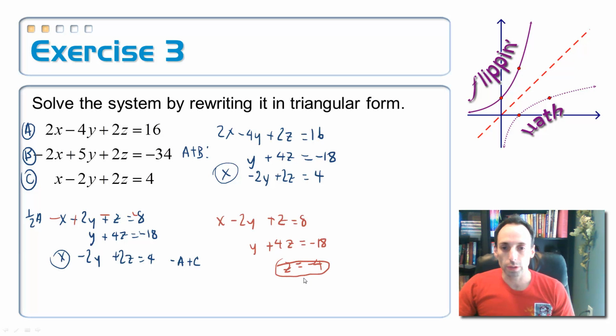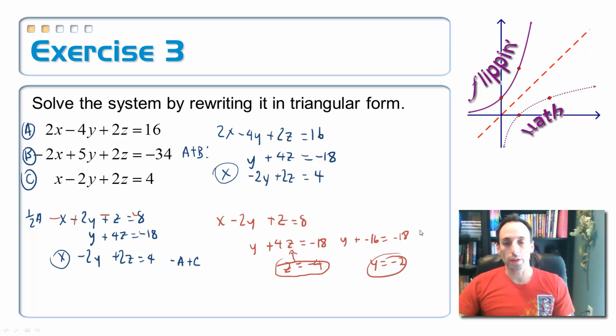It is negative 4. In order to find my y coordinate, just plug that into the second equation. So I would have y plus 4 times negative 4, which is negative 16, equals negative 18. So adding that over, y has got to be equal to a negative 2.